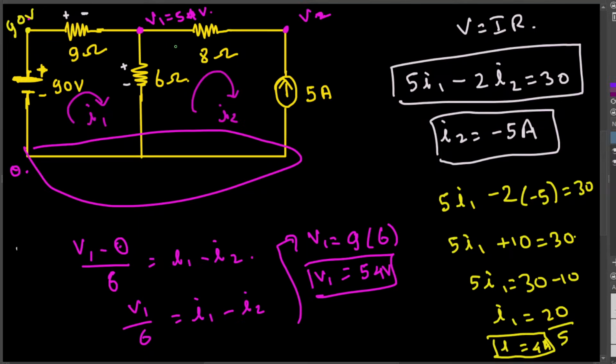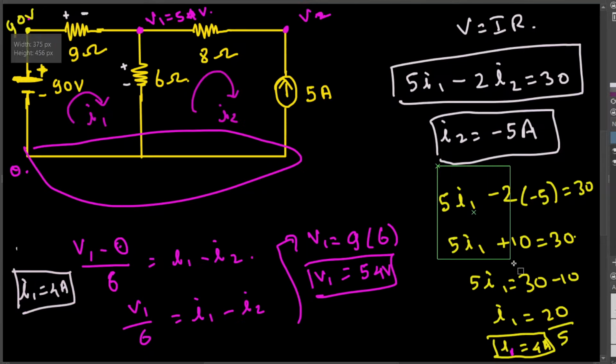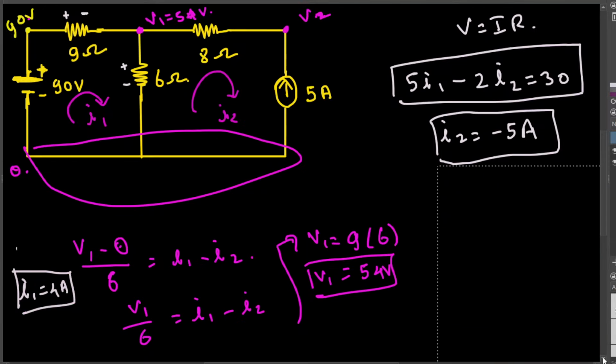If this is 54 volts, then what is this voltage going to be? We can apply a current equation and find it. Let me note this one somewhere: I1 is equal to 4 ampere. Okay, let's solve for this voltage.